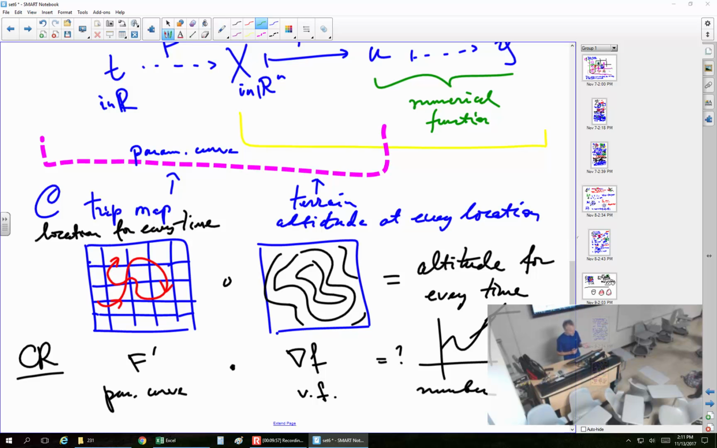Okay, and then in the composition now, if we plug in one into the other, the input is time. So this should be clear. I want to be clear about that. So this is time.